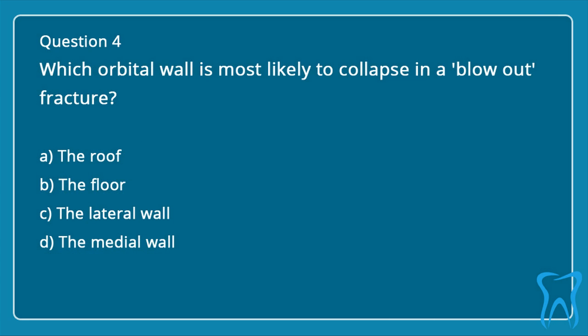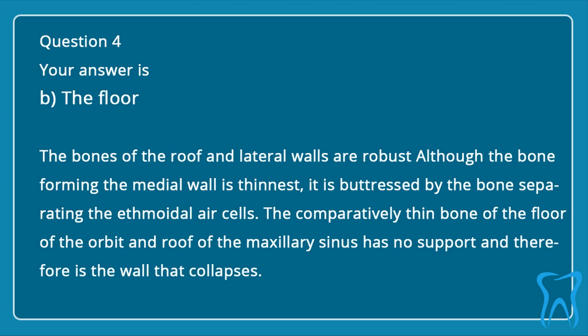Question 4. Which orbital wall is most likely to collapse in a blowout fracture? a. The roof, b. The floor, c. The lateral wall, d. The medial wall. Correct answer is b. The floor.